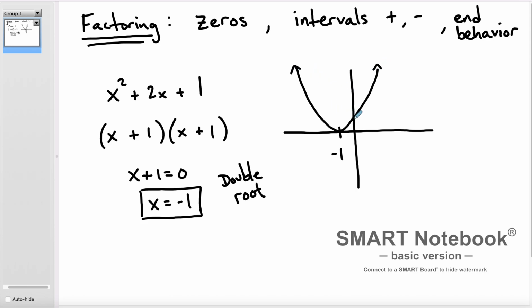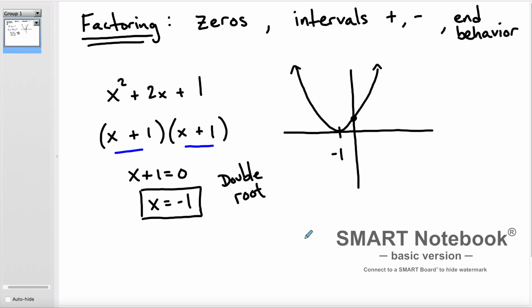I happen to know that the y-intercept is at (0, 1), but not super relevant for our purpose here. Right? So first, we've found our zeros. In this case, it's a double root. There's 1 zero. This graph just touches the x-axis. It doesn't cross. Why? Because we've determined a double root, right? This and this expression are the same. So x equals -1 is our 0.